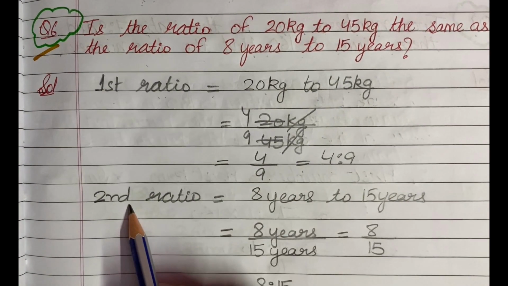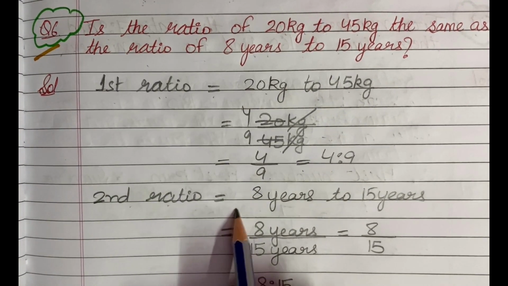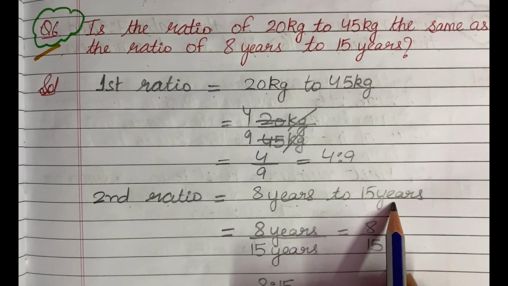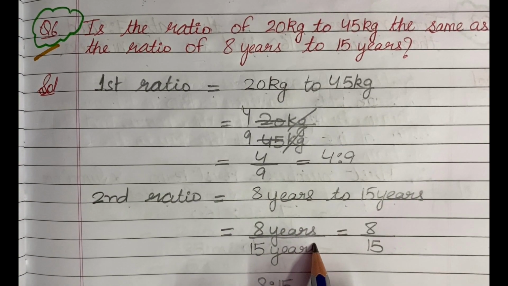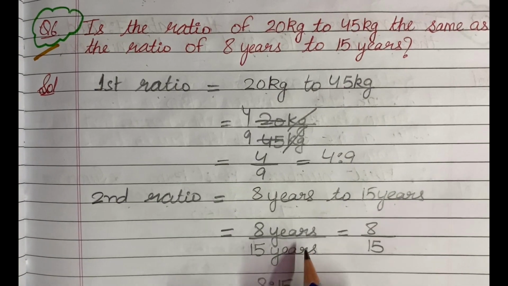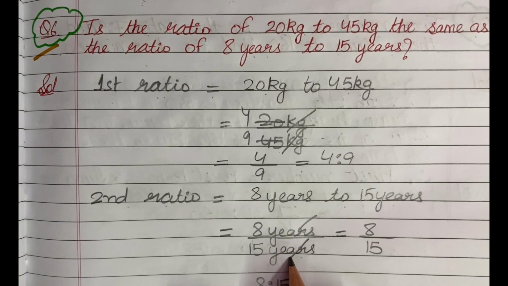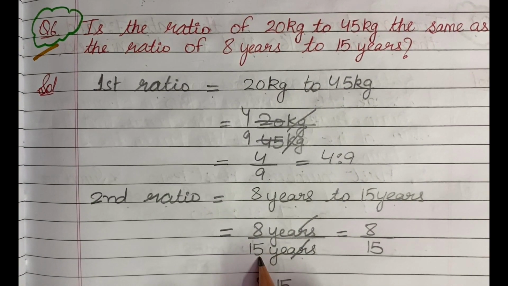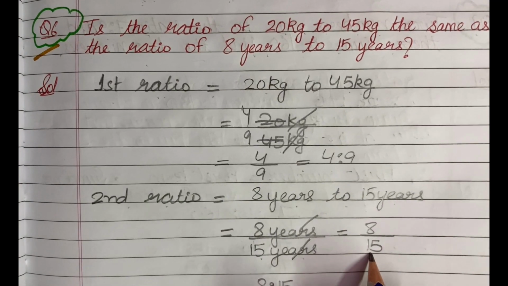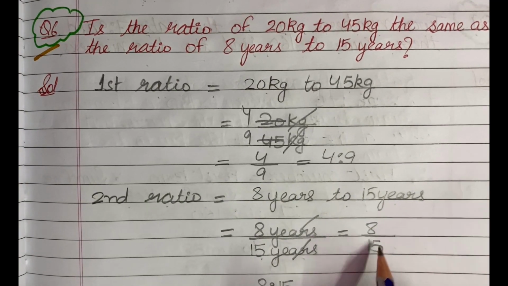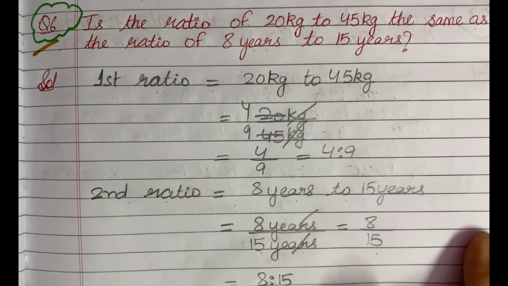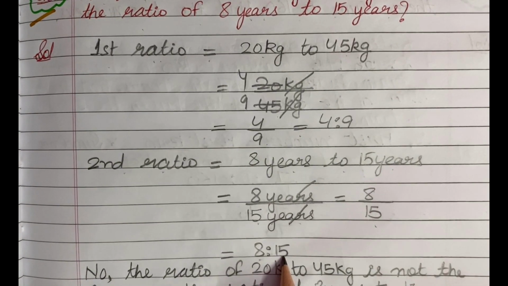Now write down the second ratio. The second ratio is equal to 8 years to 15 years. Now write it as a fraction: 8 years upon 15 years. Years and years will be cancelled out. Now since this 8 and 15 cannot be cancelled out, we will write it as it is. That means 8 by 15, and this 8 by 15 is equal to 8 is to 15.